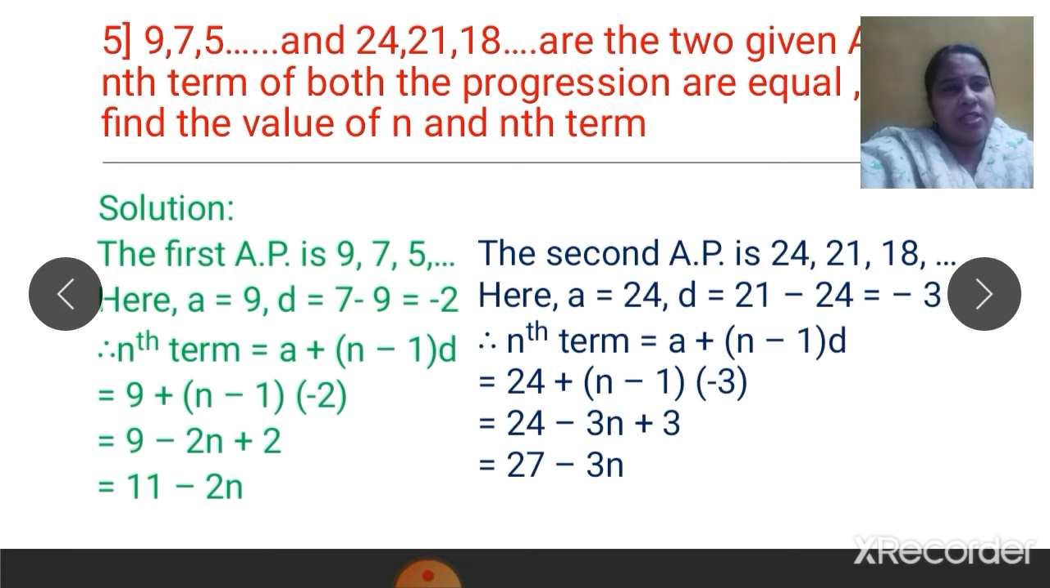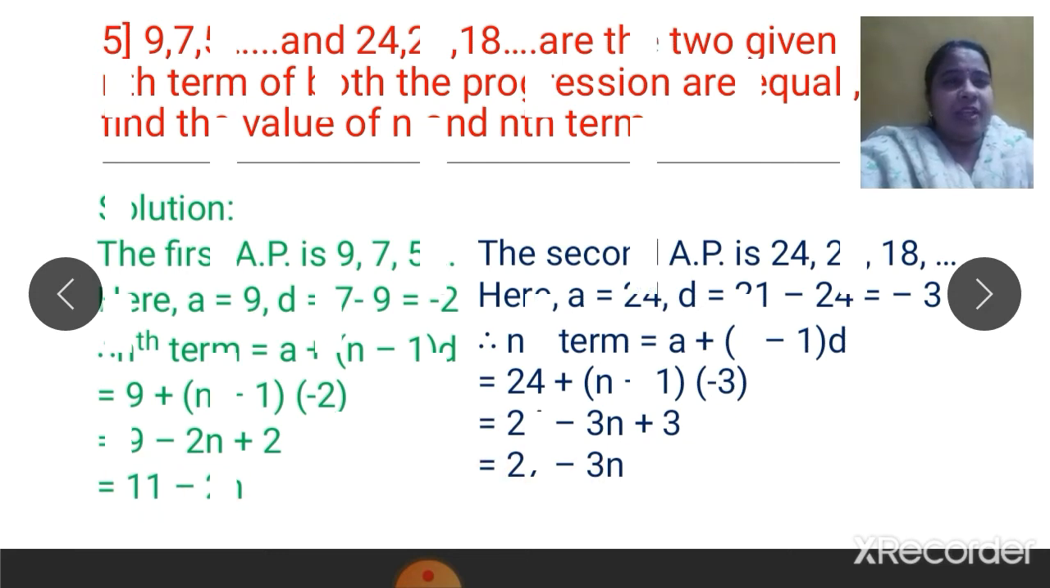The first part of the sum is over. What was the first part? If the nth term of both the progressions are equal. So I have found out the nth term of the first one, nth term of the second one. Now it is told that they are equal. So what I need to do is equate 11 minus 2n to 27 minus 3n. They both should be same. This is the meaning of the word that both the nth terms are equal. I hope you are getting it. Yes, nth terms are equal. So this nth term here and this nth term here should be equated.